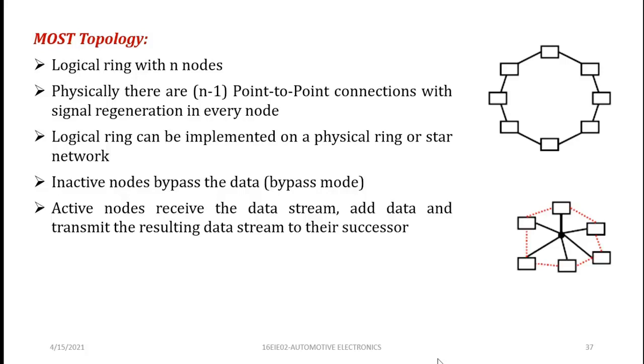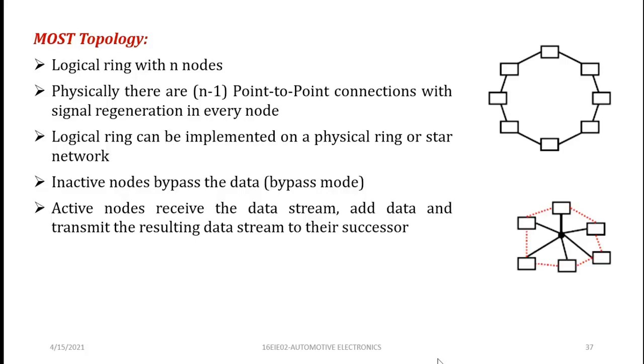It was being implemented by the physical ring or the star network. Normally what used to happen, if the node is inactive, automatically the data will be bypassed. Active nodes will be receiving the data, adding data or transmitting the data, and resulting the data stream to the successor, that is the next node.